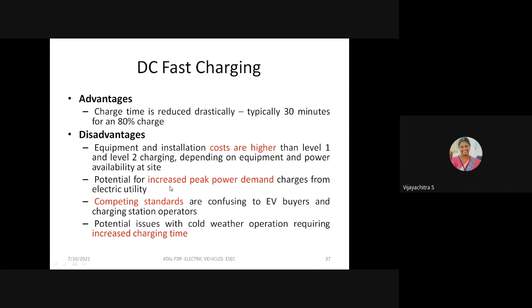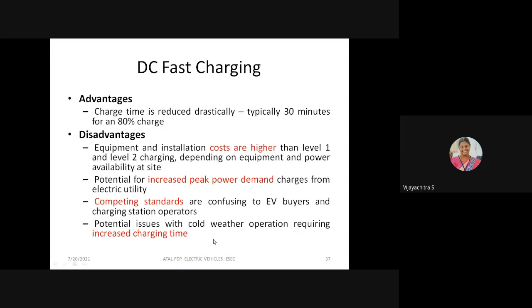There is also the potential for increased peak power demand charges from the electric utility. Of course, wherever we use fast charging, the cost will be high. Competing standards are still confusing to EV buyers and charging station operators, and potential issues with cold weather operation require increased charging time.